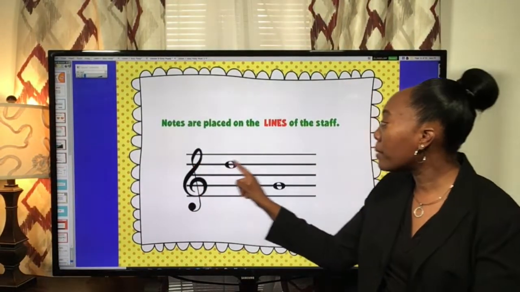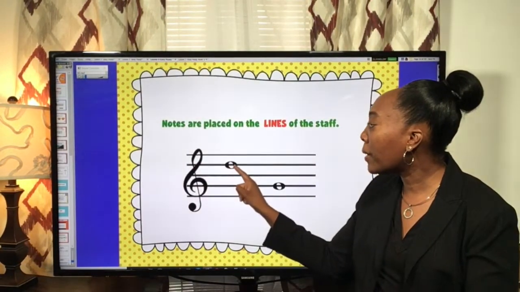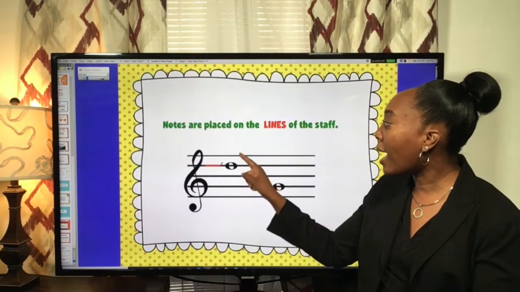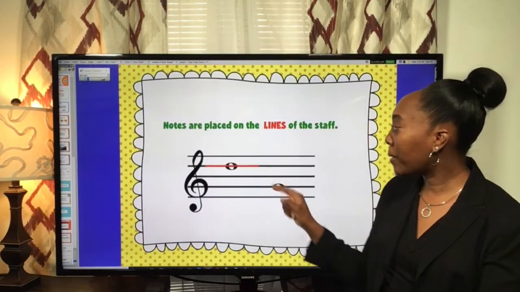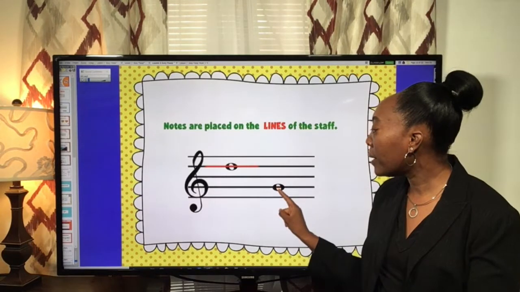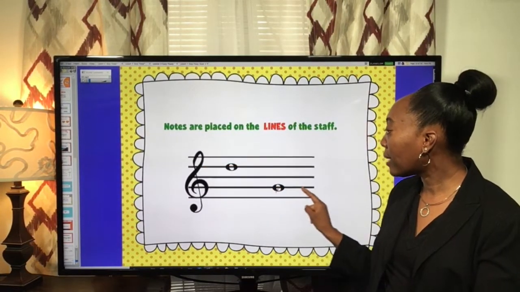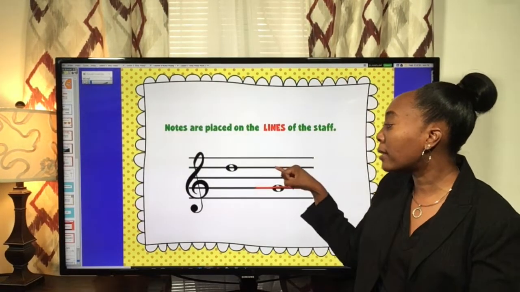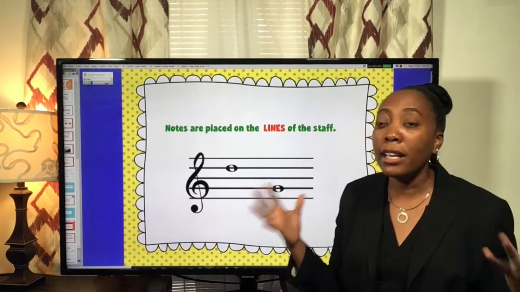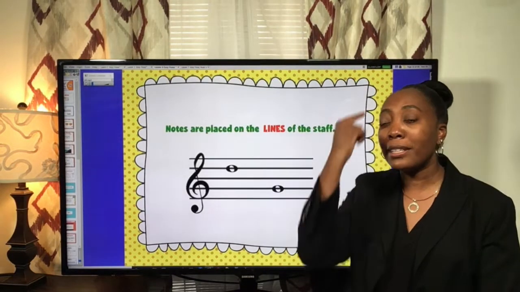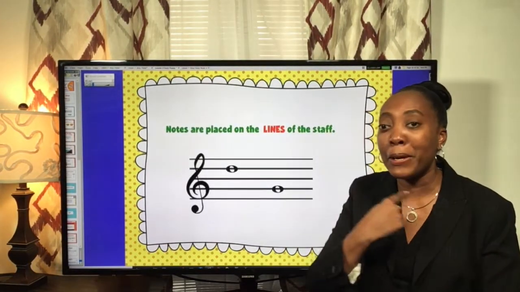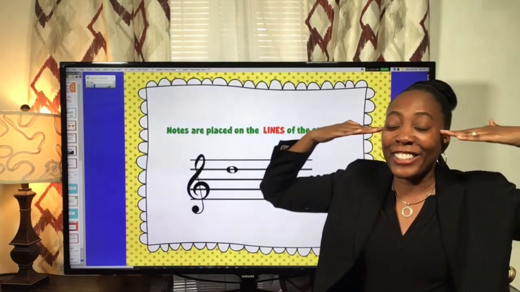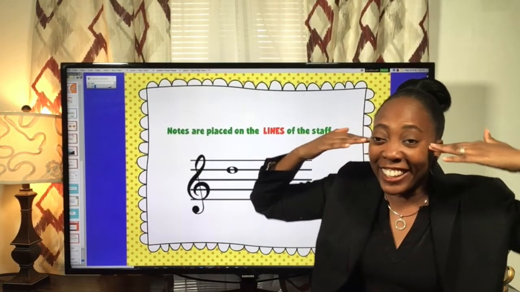Here is our music staff. Here is a note, and it is on the line, right? And it is a high-pitched note, right? And here is a note, and here is the second line, and it is on the line, and it is a low pitch. And if it's helpful, you can pretend that your head is a note and your arms are a line and you are a line note.